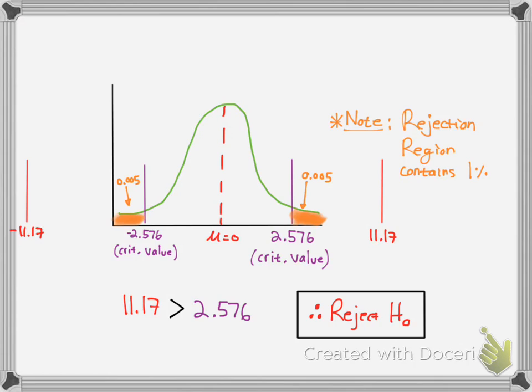Therefore, we can reject this null hypothesis. So if your test value lies in the rejection region, you reject your null hypothesis. If, say, it were on the inside, more towards mu equals 0, then you would not reject the null hypothesis.